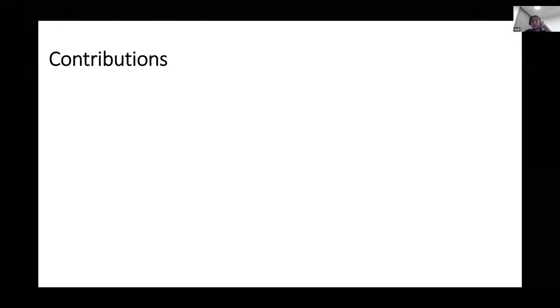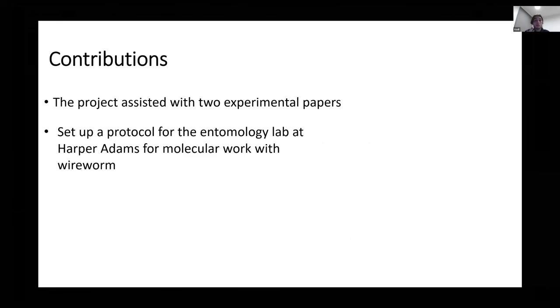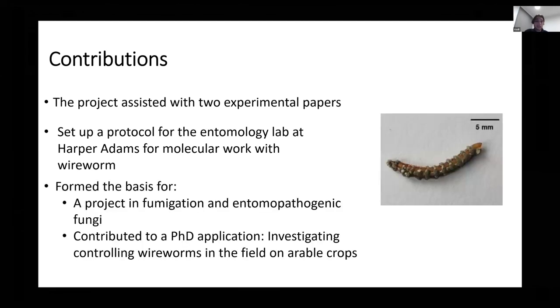So the contributions of this specific research has helped further improve other research at Harper. So first, it's assisted with 2 experimental papers, one that's going to be under review for publishing, but most importantly, started a protocol for the entomology lab for molecular work with wireworm, and it's actually formed the basis for a project in fumigation and entomopathogenic fungi, but it also contributed to a PhD application, which will be investigating controlling wireworm in arable crops.